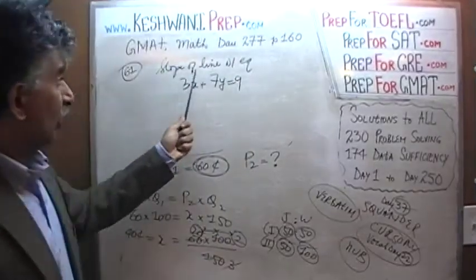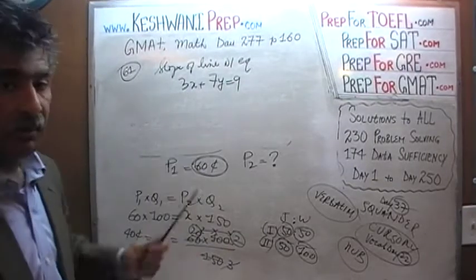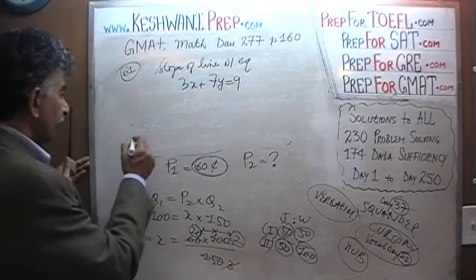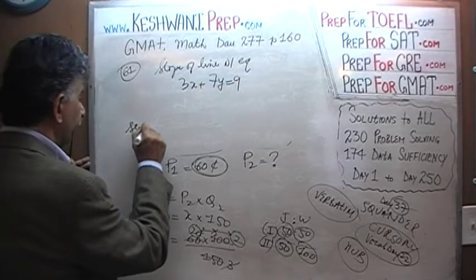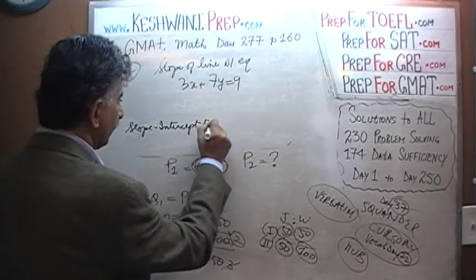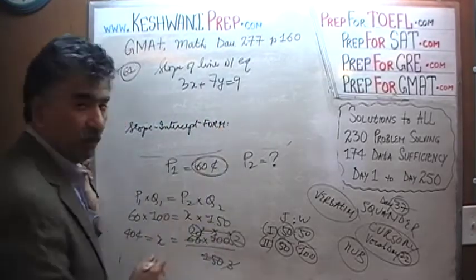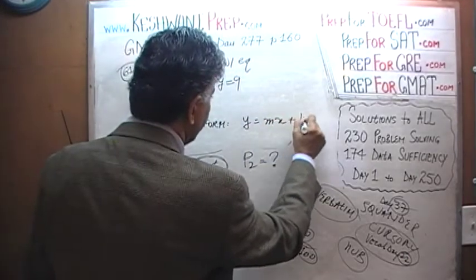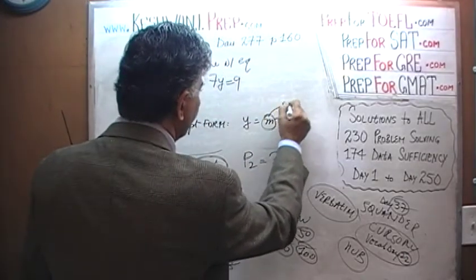In order to figure out the slope of a line, this equation has to be written first of all in what is known as the slope-intercept form. The slope-intercept form of the equation looks like this: y equals mx plus b, and this m part is your slope.